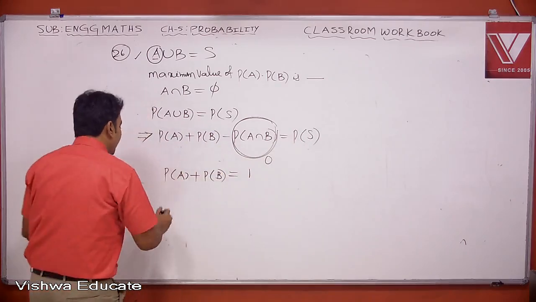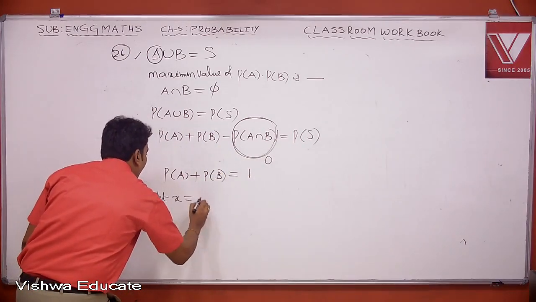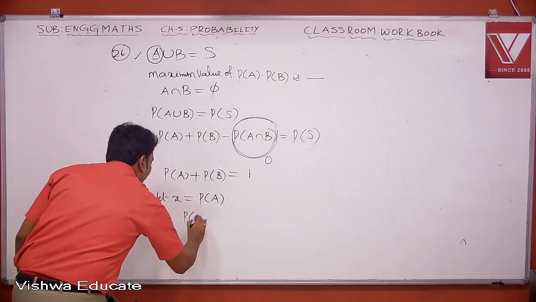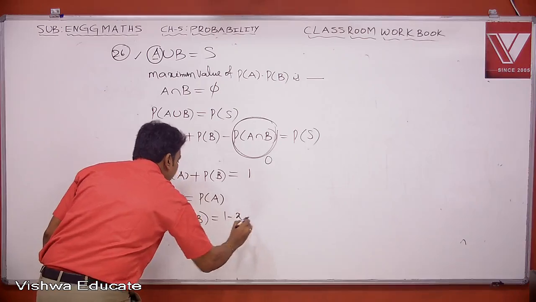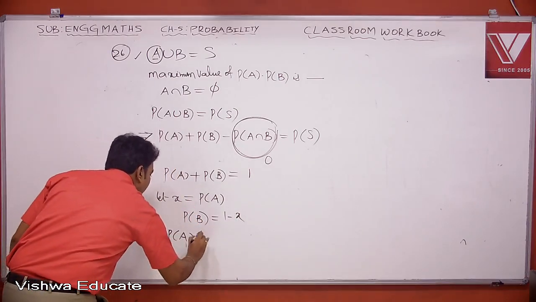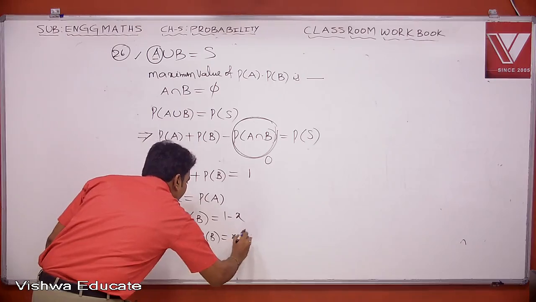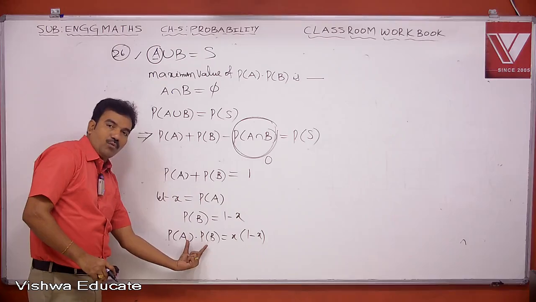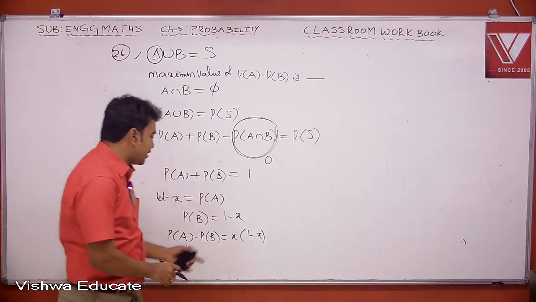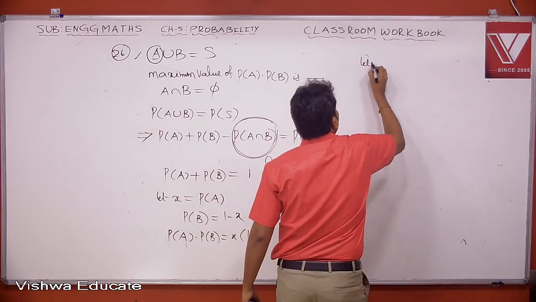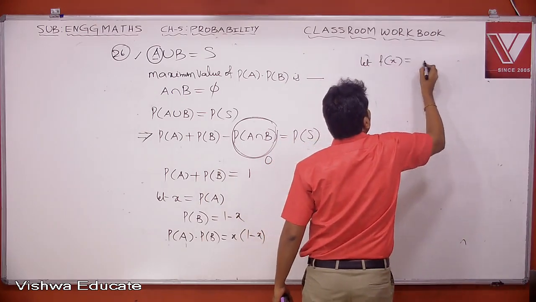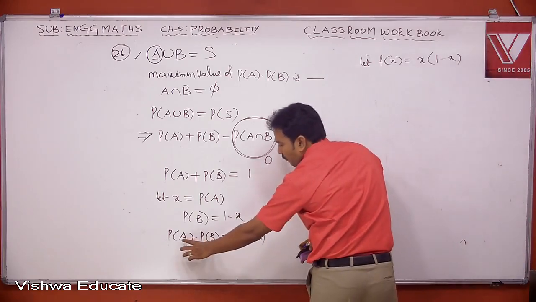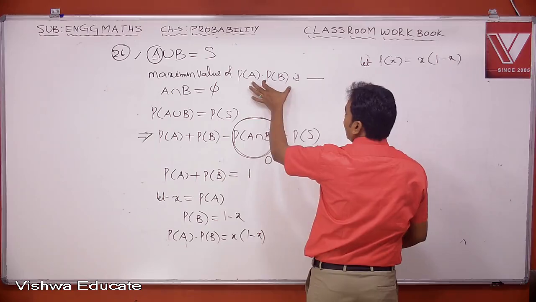It is 1. So let us assume that x equals, for example, P of A. Therefore, in this case, P of B becomes 1 minus x. Therefore, P of A times P of B equals x into 1 minus x. Now we need to find the maximum value of this. So let f of x equal x into 1 minus x. Basically, this x into 1 minus x is P of A times P of B.